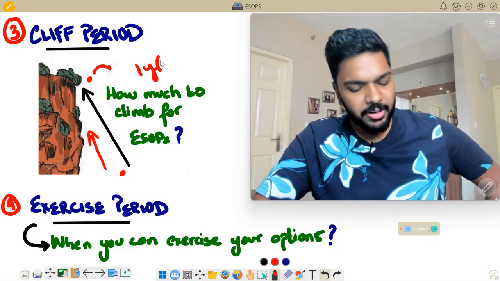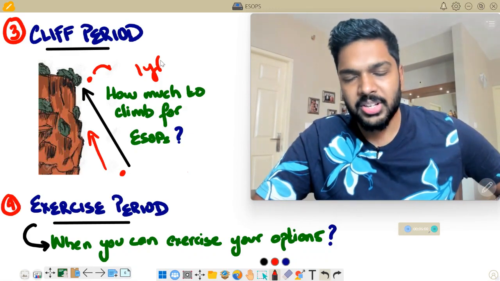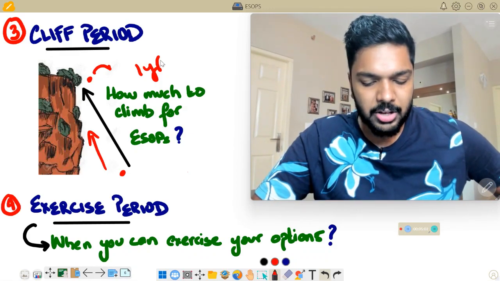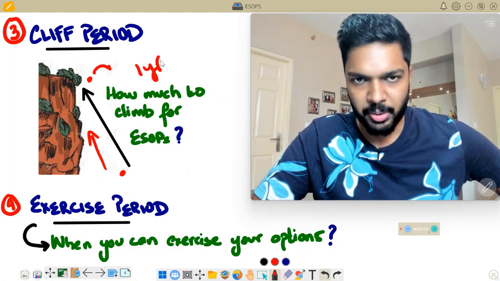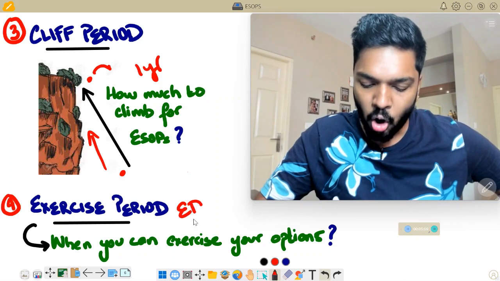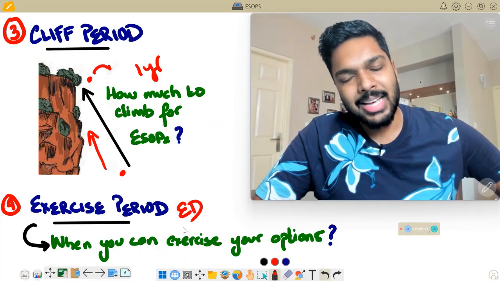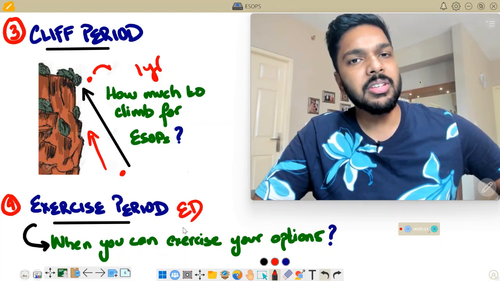Coming to the exercise period, well, the obvious question is, when can you exercise your options? So once you have completed your cliff period and your vesting period, then comes your exercise period. There will be a particular date called the exercise date, on which at that particular exercise rate, you'll be able to convert your options into shares.